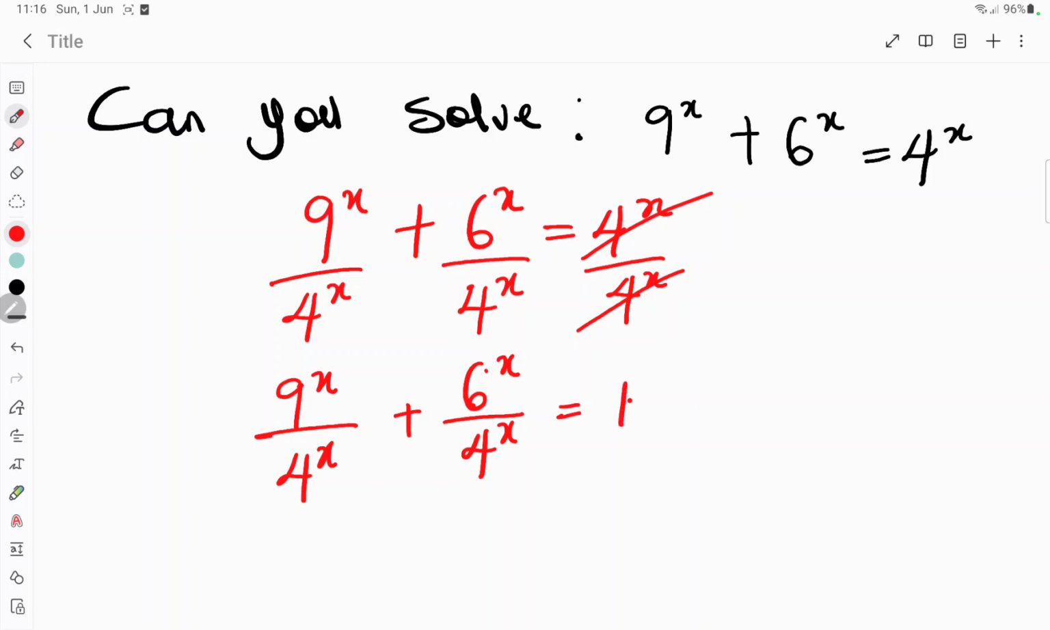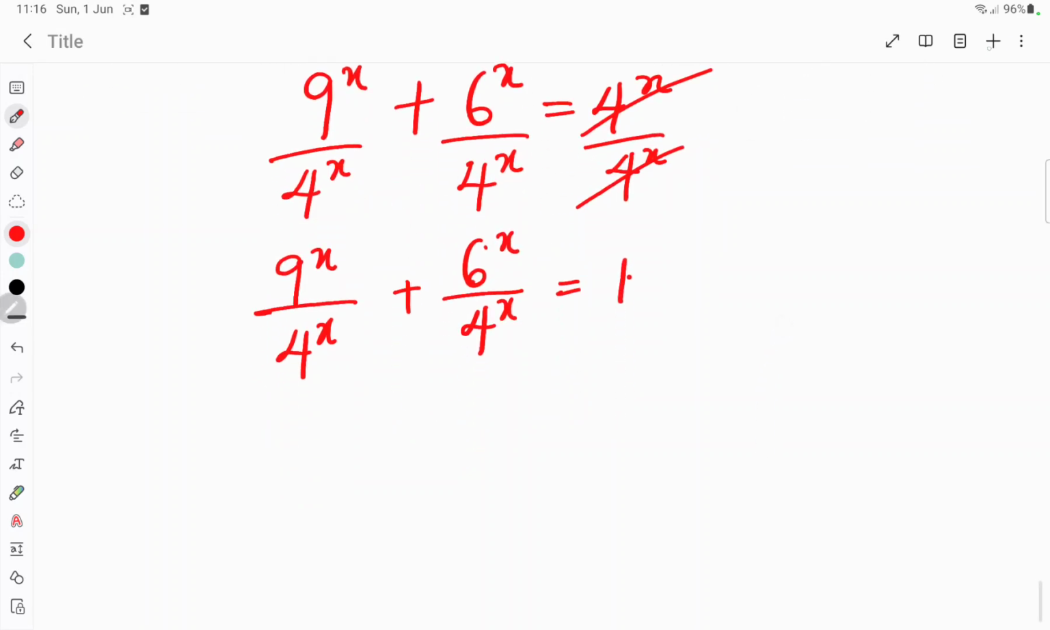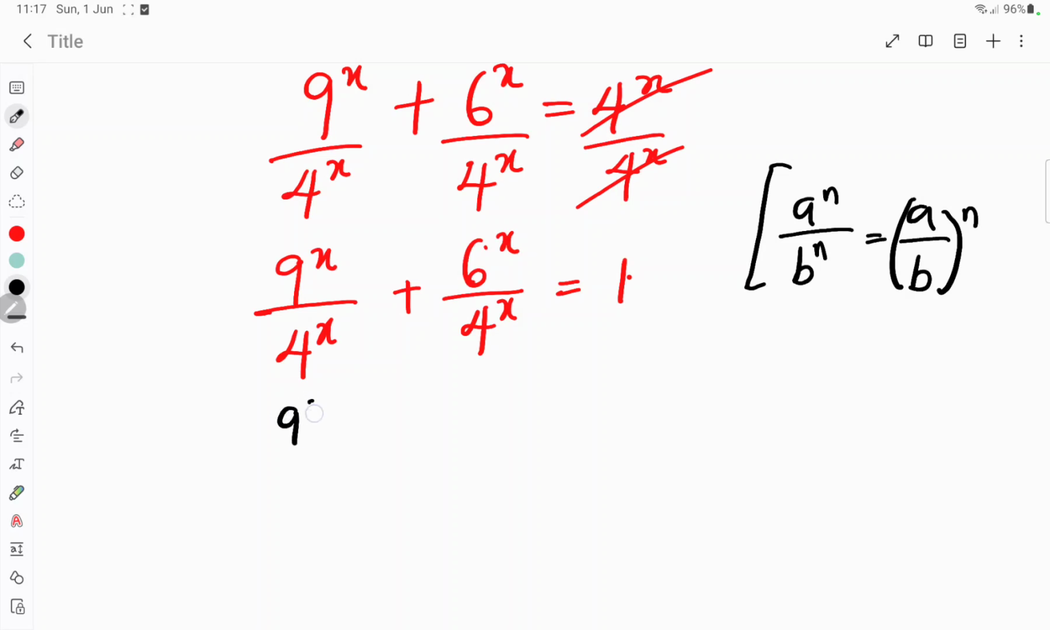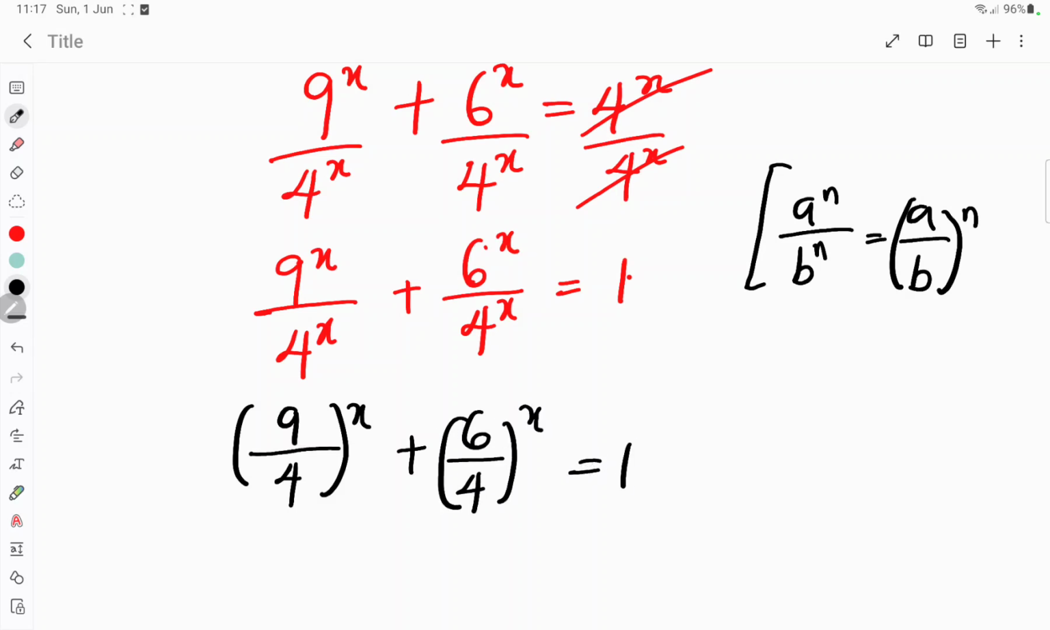Good. On getting this, you can now see one thing. You know from the laws of exponent that when we have a^n over b^n, this is equal to (a over b) all raised to power n. So if you agree with me on this law, we are going to apply it in each term here. So we can now say we have (9 over 4) all raised to power x, plus (6 over 4) all raised to power x, and that equals 1.